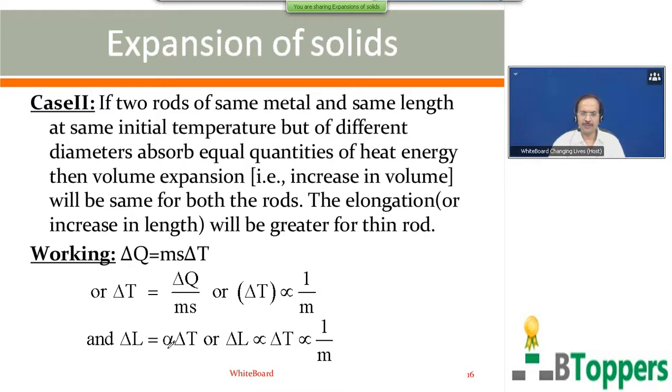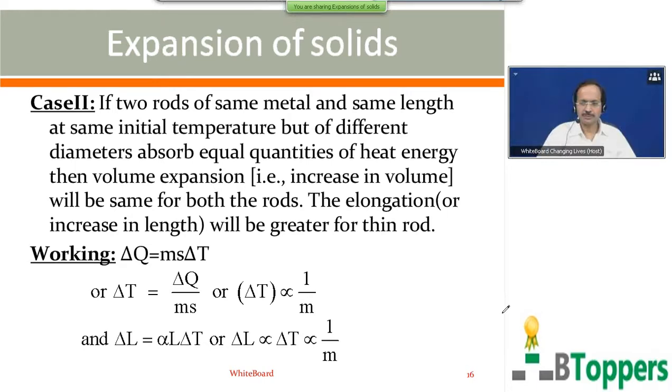The increase in the length of the rod is given by alpha into the original length into the increase in temperature. So the increase in length delta L can be written as alpha into original length L into delta T. Here alpha and L are the same for both the rods. So delta L is proportional to delta T, which is proportional to 1 by M. Those who want to copy the notes, please copy the notes now.